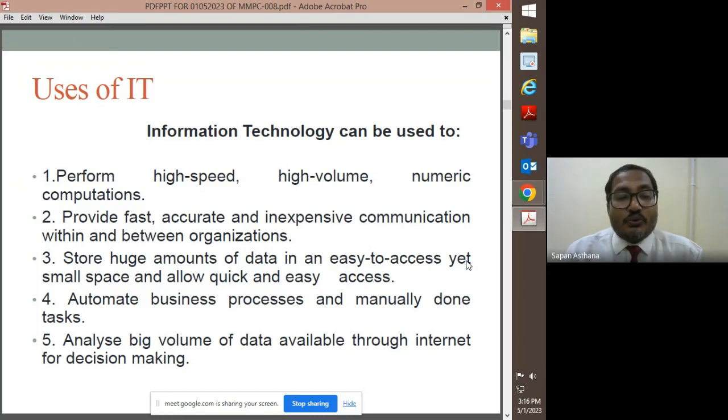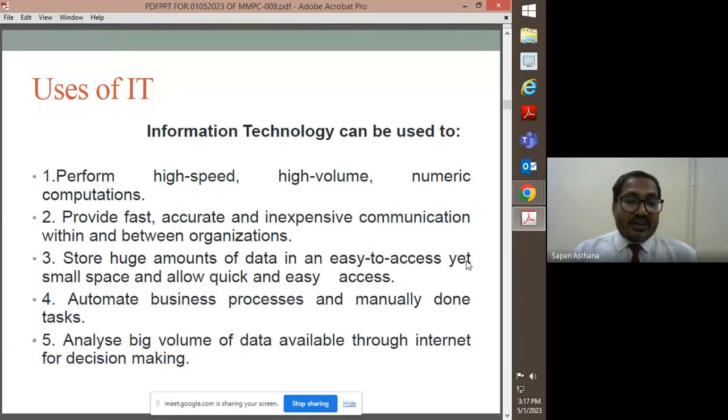We can say they store a huge amount of data in an easy-to-access, small space and allow quick and easy access. This is also a very important utility of information technology: automate business processes and manually done tasks. Many things earlier were performed manually, but nowadays automation of business processes has come into various organizations, and that is possible by information technology.